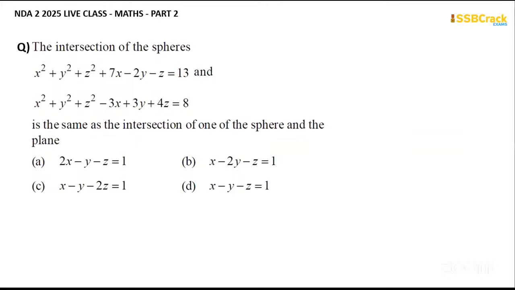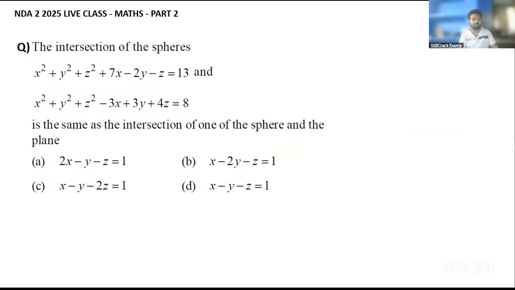All right. Now let's move on to the next question. What is the next question? The intersection of the spheres is the sum of intersection of one of the spheres and the plane. If two spheres are intersecting each other, then which one of the planes will be passing through that intersection? In simple words, if I say.